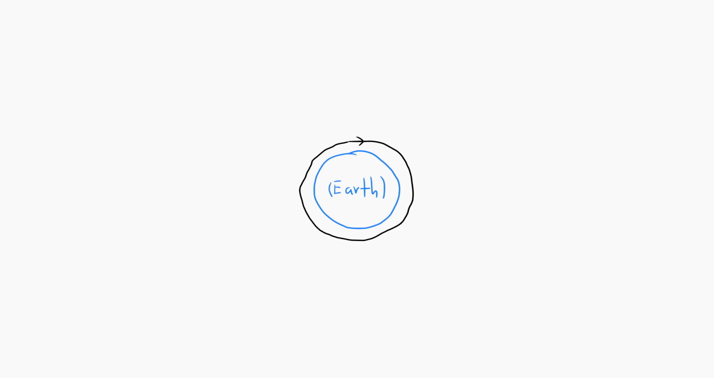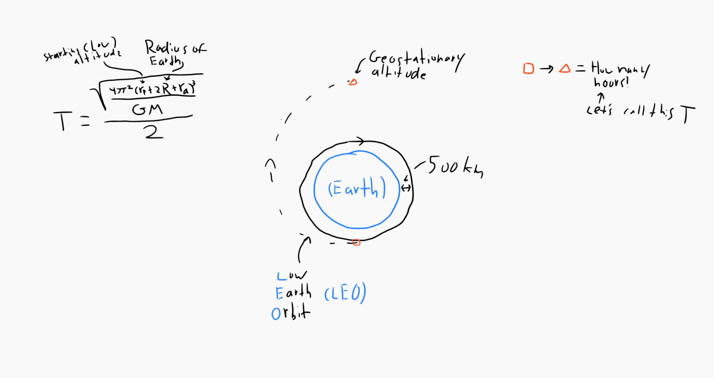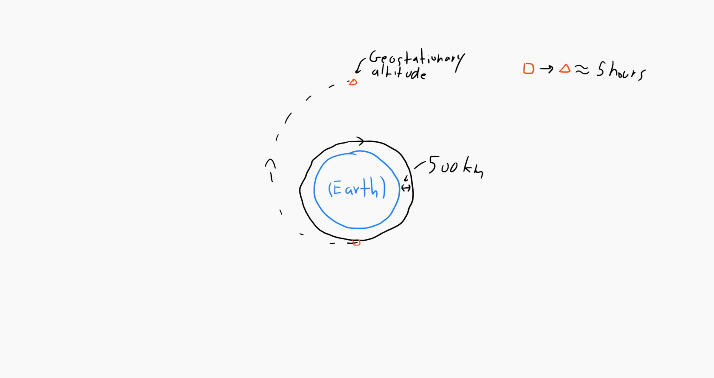But that's not a very convenient orbit for us, so what if you're in a nice, easy, low Earth orbit to begin with, say 500 kilometers up? Well, the first thing we need to know is how long it's going to take to get up to the required altitude. This will be the whole equation for the period of an orbit divided by 2, since we're only going halfway around, which is given by this massive and terrifying equation, which you don't really have to worry about because it comes out to about 5 hours for our case. So now we know how long it'll take for us to get there.